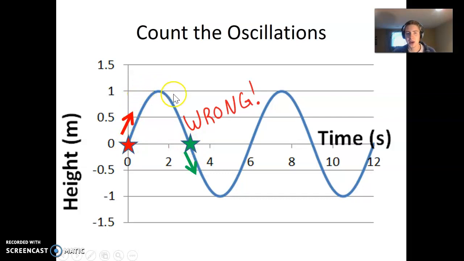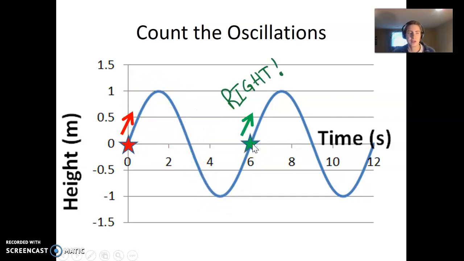And so we actually need to wait until we're going all the way back up at this point right here at 6 for us to be moving in the same direction. And so rather than counting each of these as an oscillation, this one only has 2, where we go from the red to the green and from the green to the yellow.